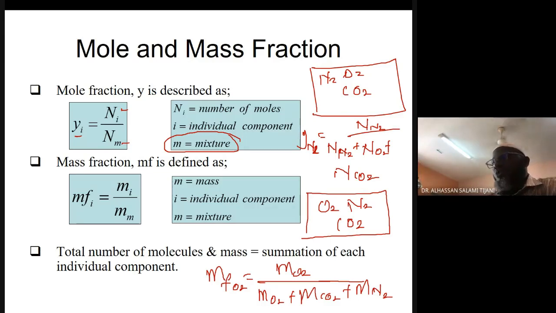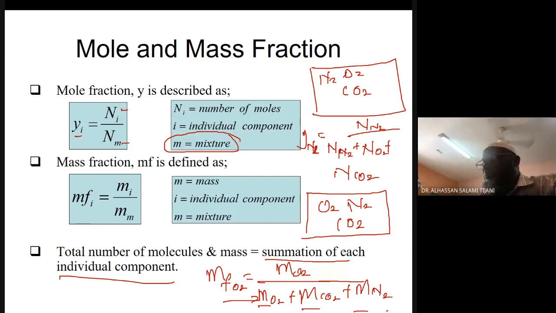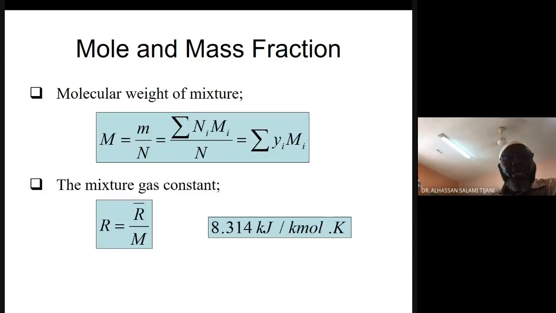Now, the total number of moles and mass of a substance is equal to the sum of each individual component. So if you want to find the total mass or moles of a substance, you have to sum this plus that plus that. So now we are revising our basic chemistry, at SPM level or wherever you might have learned it.